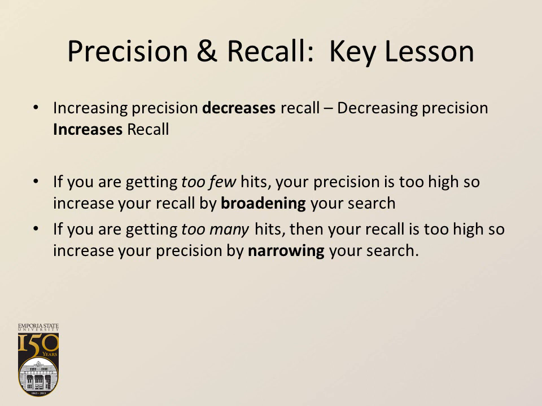So by understanding the precision and recall needs of the patron, then when the hits come back, determining whether or not you're getting too high precision or too high recall, you can then determine how to structure your next search in order to better meet the patron's information needs.